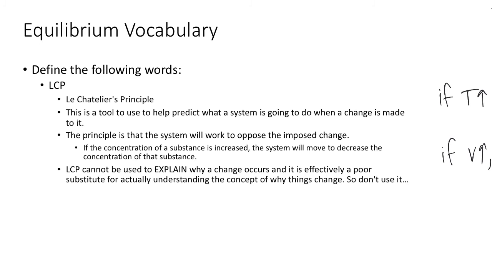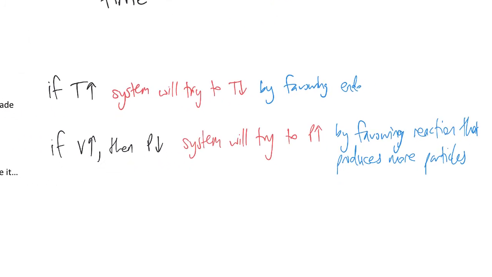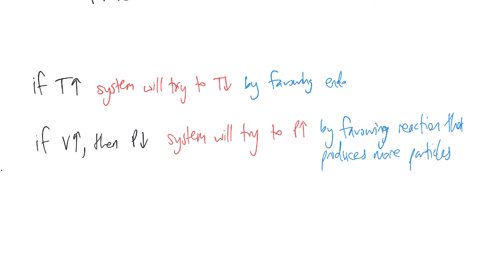So Le Chatelier's principle, which I hate using, so you should not use it as well, is a tool to help predict what the system is going to do when a change is made onto it. The principle is that the system will work to oppose the imposed change. Okay, so let's have a look at some examples. If the temperature is increased, the system will try to decrease the temperature by favoring the endothermic reaction, which decreases the temperature. If the volume increased, then the pressure will decrease and the system will try to increase the pressure. How? By favoring the reaction that produces more particles.